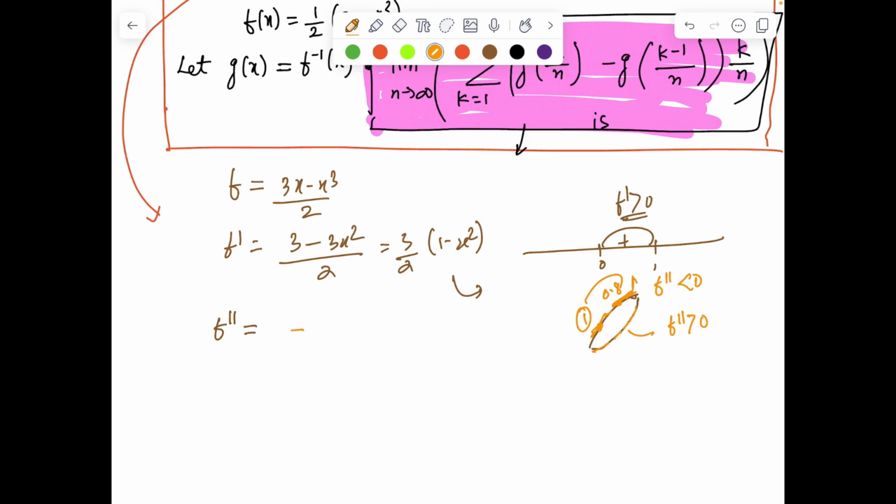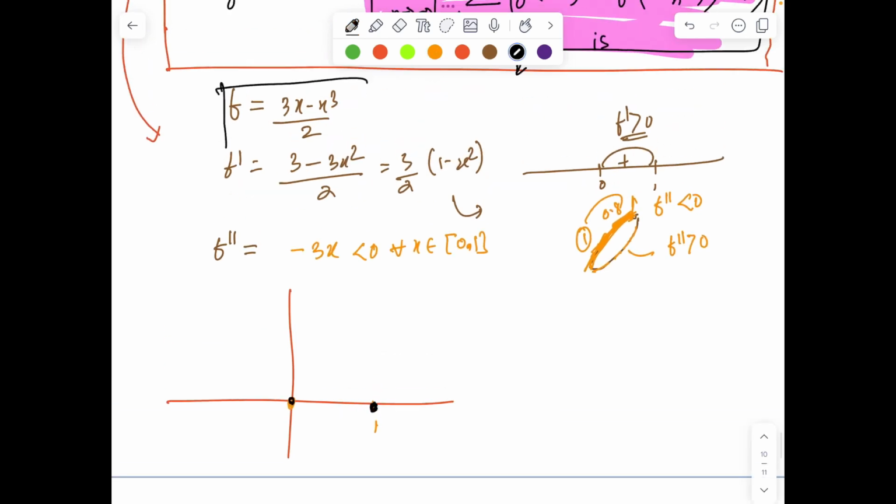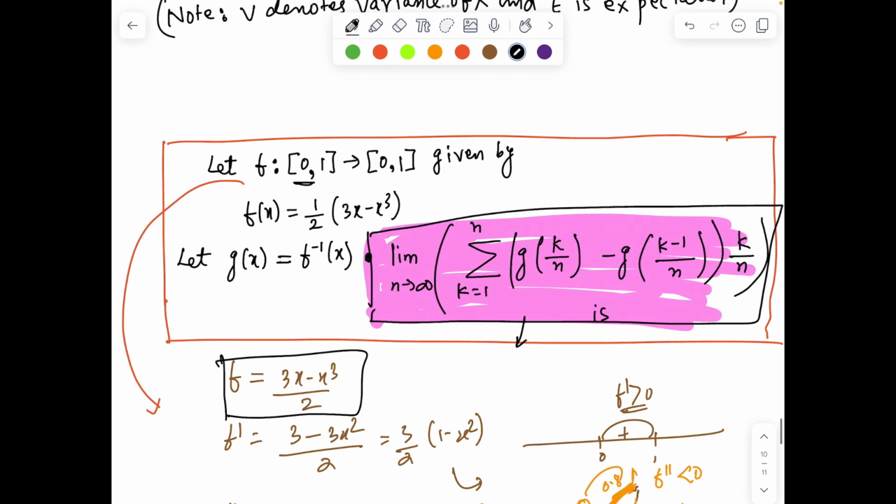So in the 0 to 1 interval, we can clearly sense this will have minus 3x as the slope, which is less than 0 for all x in the 0 to 1 interval, which shows the graph of the function is concave down. So roughly the plot of this function will be, at x equals 0, I'll get 0. At x equals 1, the function value will give me 2 by 2, which is 1. And the function is a bijection in this interval, 0 to 1 to 0 to 1. So it's one-one and onto, and hence happily we can find the inverse.